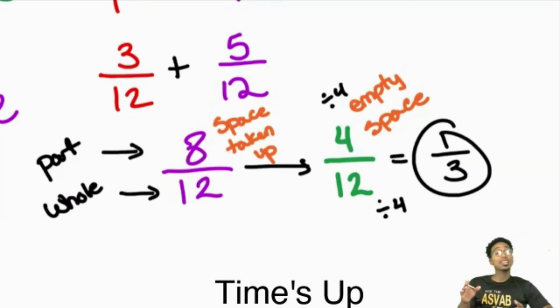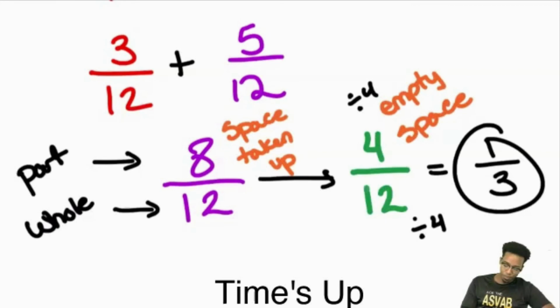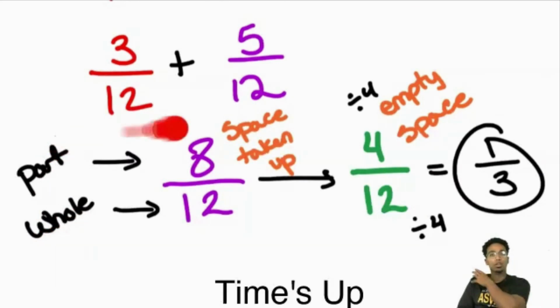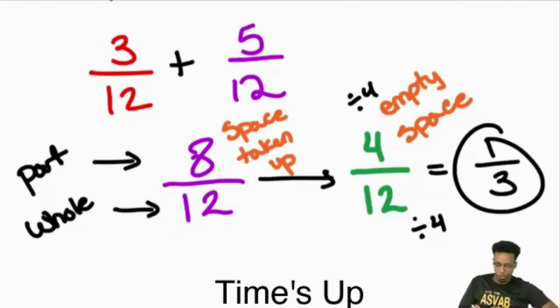So let me explain again where we got the 4 from. Right over here with the 4, think of it like this, everybody. The 8 out of 12, remember, a fraction is a part over a whole. The denominator represents the whole thing. The numerator tells you how much you have out of what you could have.